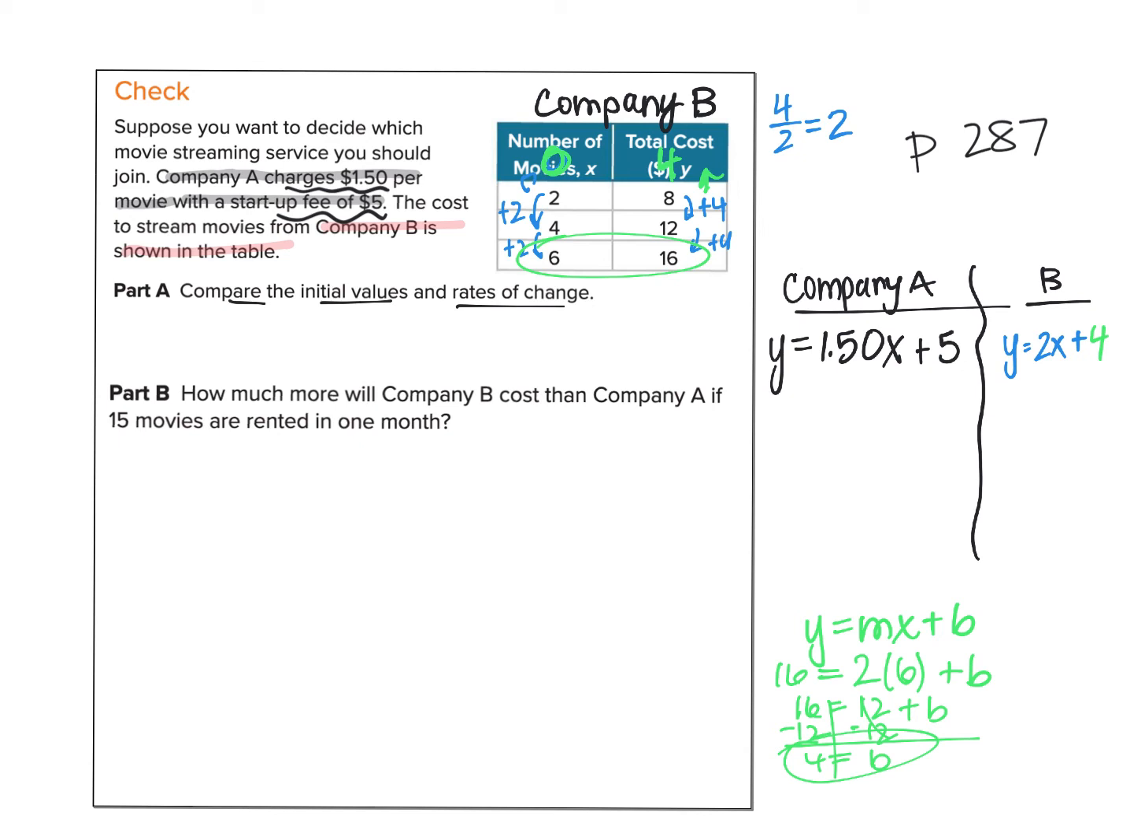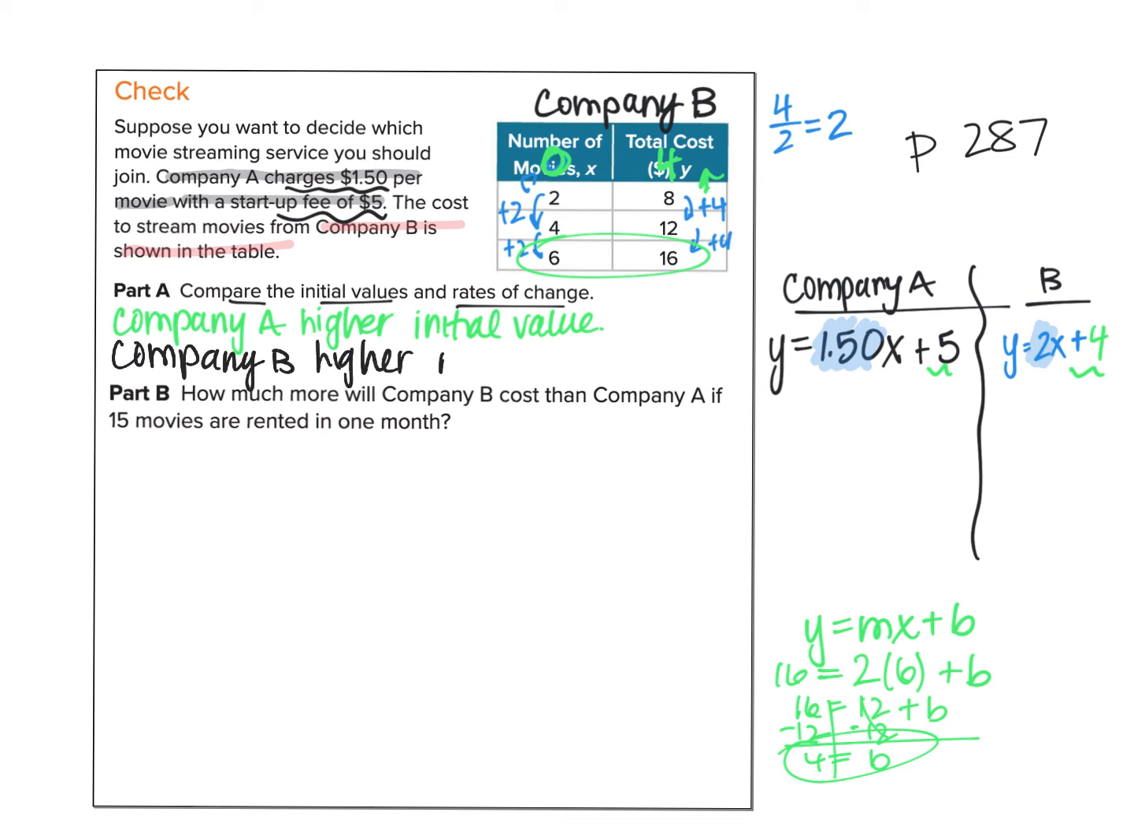So it says compare the initial values. Well, let's look at their initial values. One company charges 5, one charges 4. So it looks like company A has a higher initial value. Okay, how about their rates of change? Well, if I look at this, company A charges $1.50 per movie. Company B charges $2 per movie. So I would say company B has a higher rate of change or slope. Okay, now that we did that, let's go to part B.